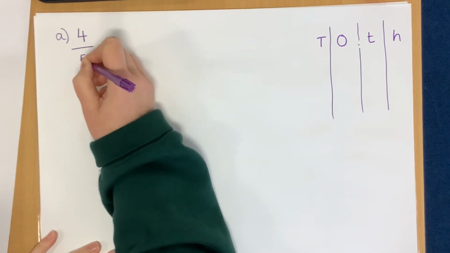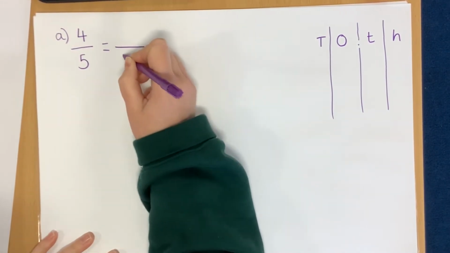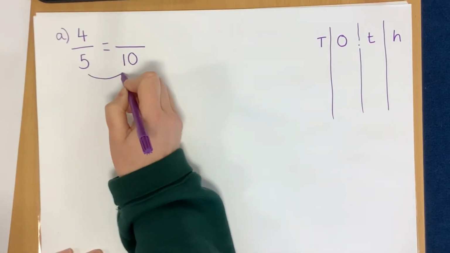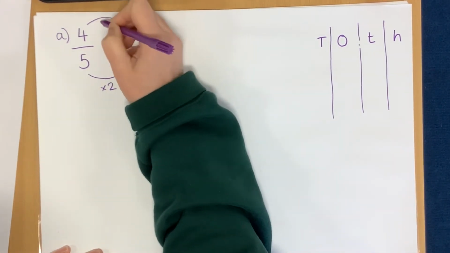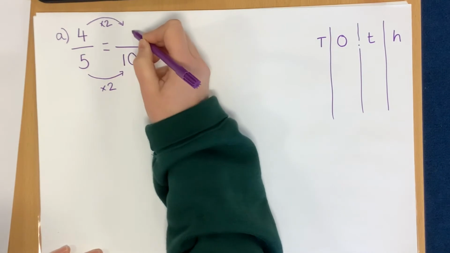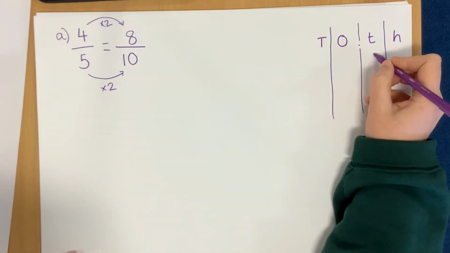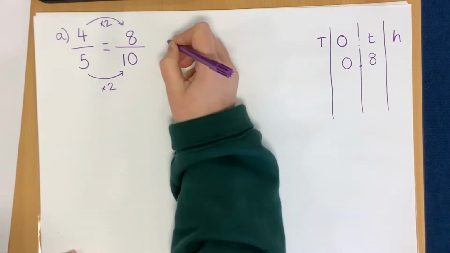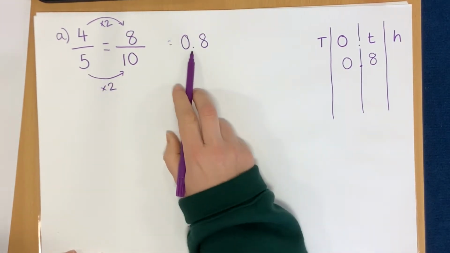So, 4/5, let's change it into tenths. So we want to have an equivalent fraction, and we want 10 to be our denominator. So what I've done there is I've doubled the denominator, so I also need to double the numerator. 4 times 2 is 8. So 4/5 is the same as 8/10, which means an 8 in the tenths column, a 0 there, giving me 0.8. So 4/5 is equivalent to 0.8.